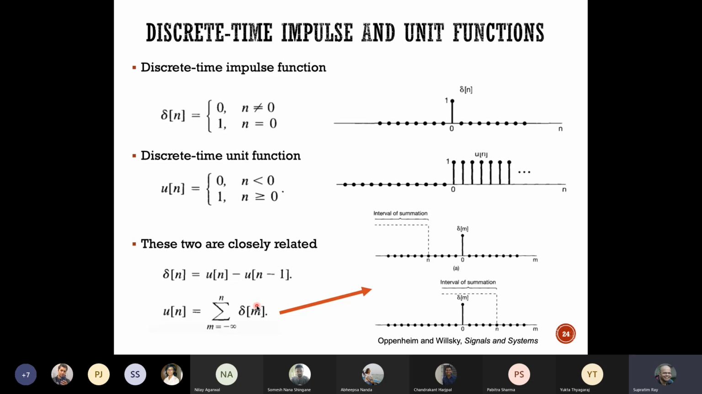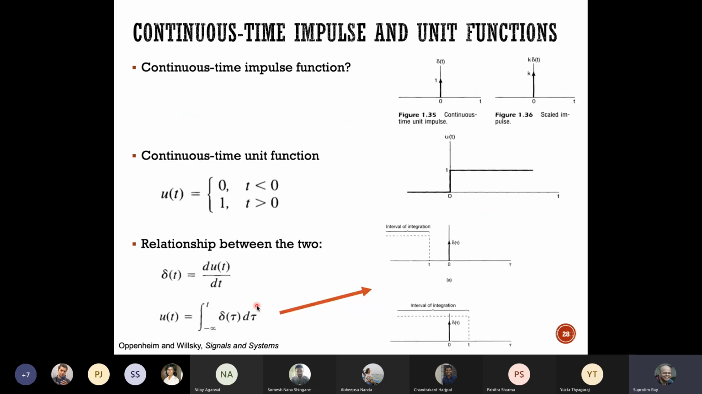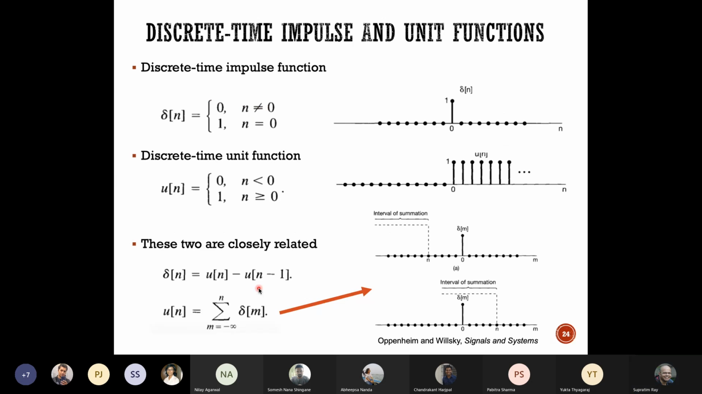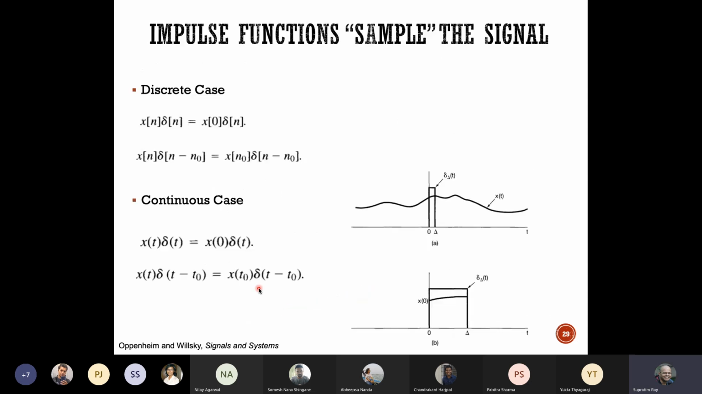So the delta function and the unit step function are derivative and integral of each other, as shown here. And it's true both for the continuous domain, which is harder to understand, as well as the discrete domain, which is relatively easier to understand. Okay. So why do I care about impulse functions?